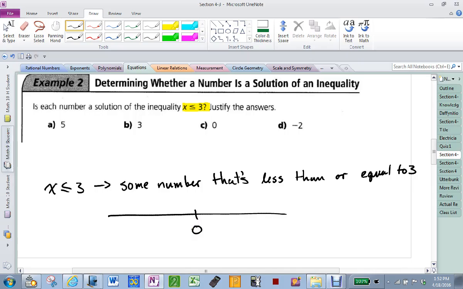There is 0. Where is 3? 3 is to the right. Everybody cool? Okay. Now, I'm going to put a red arrow at 5. Where is 5? To the right of 3. Correct? There's 5. I'm going to put a blue arrow at 3. That's 3. I'm going to put a green arrow at 0. And I'm going to put a gray arrow at negative 2.